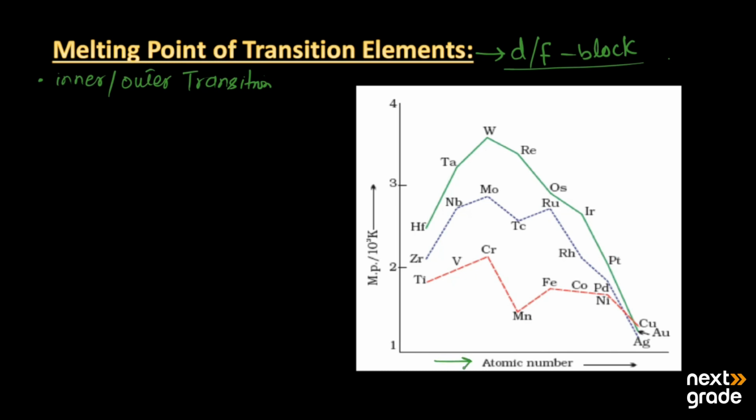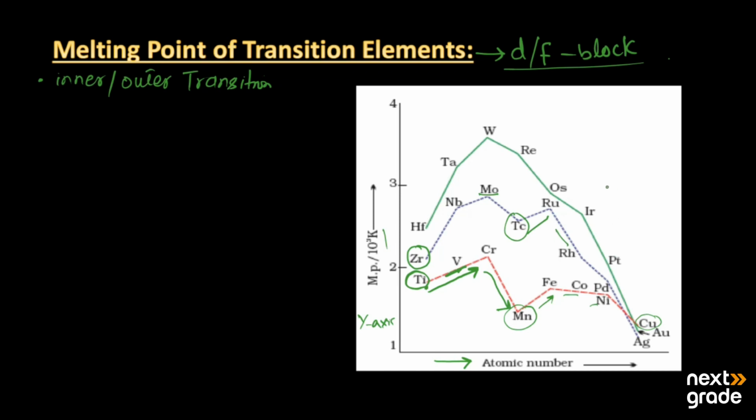Now if we have a look at the melting point graphically, along the x-axis we have the atomic number and along the y-axis we have the melting point in Kelvin, 10 raised to power 3 Kelvin. If we talk about the first series, titanium, then vanadium, chromium, there is an increase in the melting point. But after chromium, when a new series starts, there is a decrease in the melting point of manganese, and then again from iron to cobalt, nickel, and then copper, there is again an increase and decrease in the melting point. Likewise, in the second series, from zirconium to Nb, then molybdenum, there is an increase, but after this there is a gradual decrease and increase and decrease.